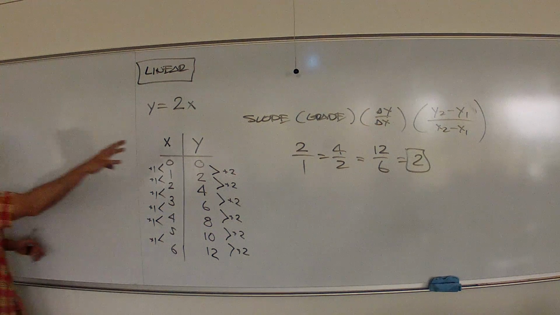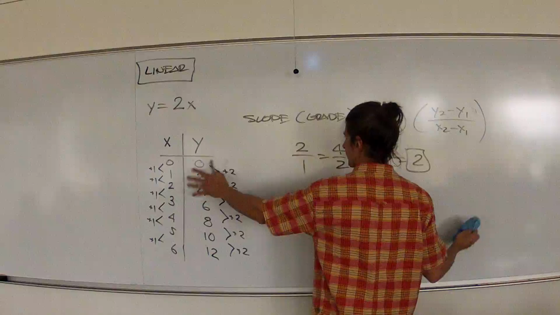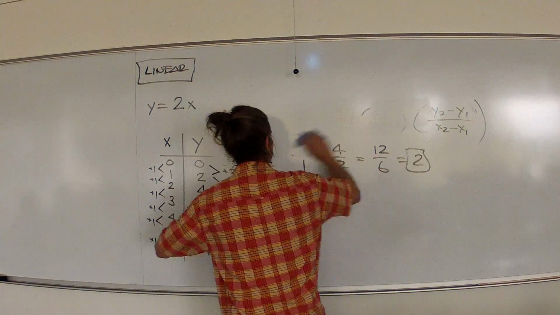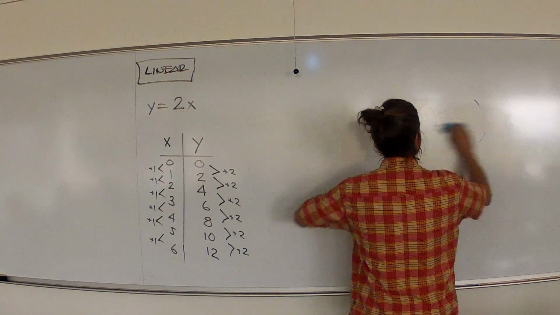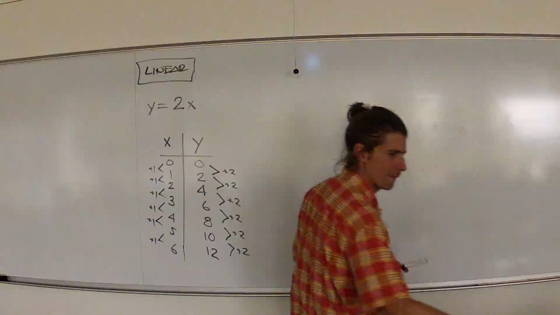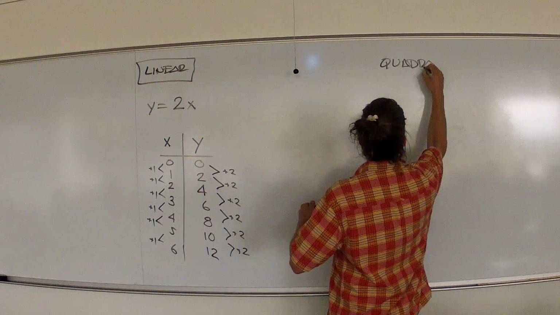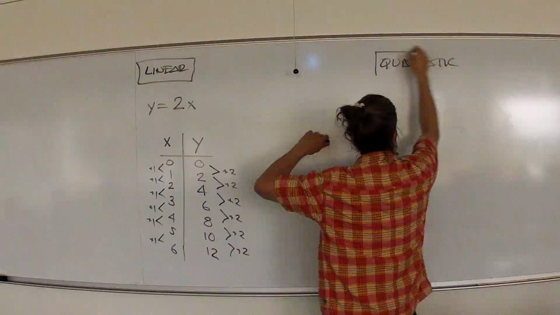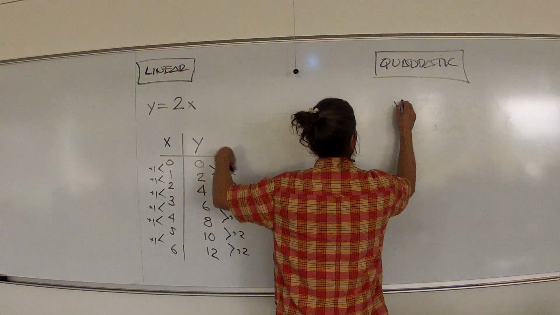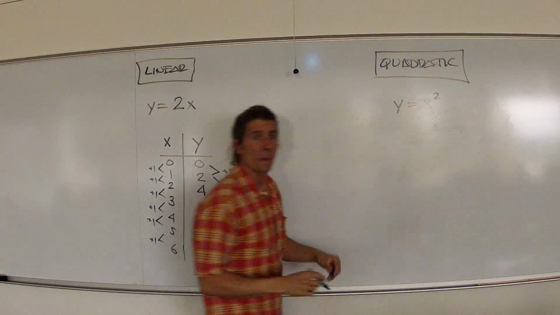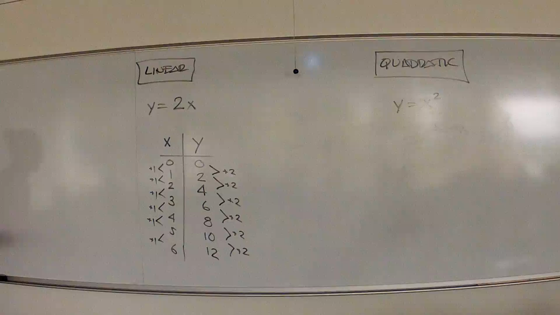Let me erase this part right here, because this is the kind of the image I want to contrast it with. Let's pick a nice quadratic equation. What do you guys think? And keep it simple. For starters, it's going to get complex pretty quickly, which is nice, actually. How about y equals x squared? Let's go quadratic. Let's make a chart for y equals x squared.